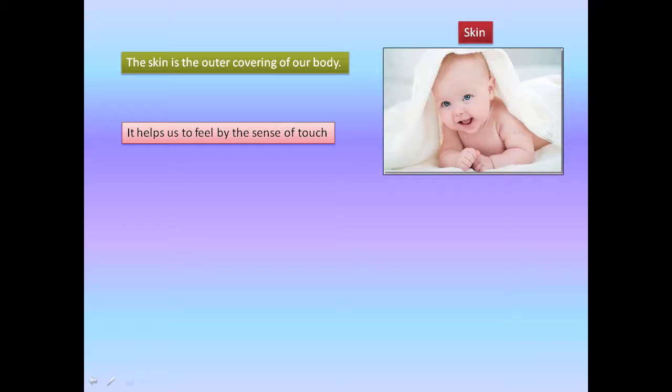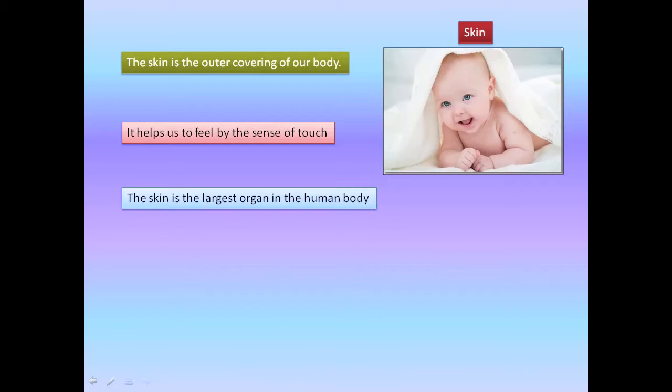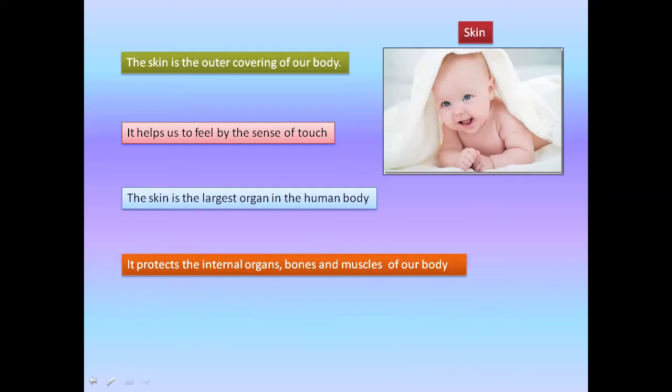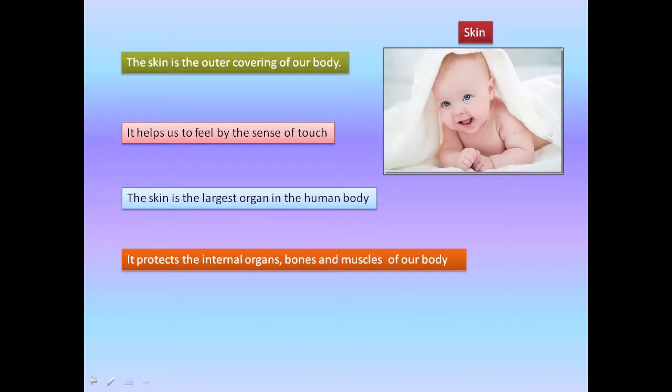Next sense organ is skin. Skin is the largest sense organ we have in our body, and it is the outer covering of our body. It helps us to feel by sense of touch, and as I've already said, it is the largest organ in the human body. It protects the internal organs, bones, and muscles of your body.